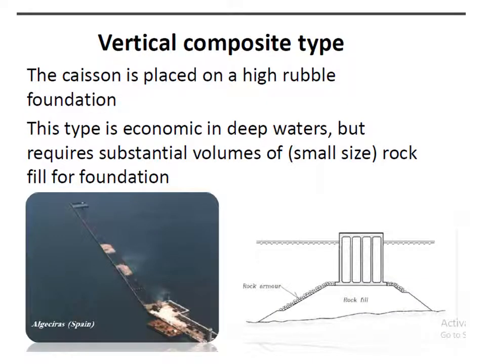The next type is the vertical composite type breakwater. The caisson is placed on a high rubble foundation. You could see in the second picture it was placed on the rock fill. This type is economic in deep waters but requires substantial volumes of rock fill for foundation.